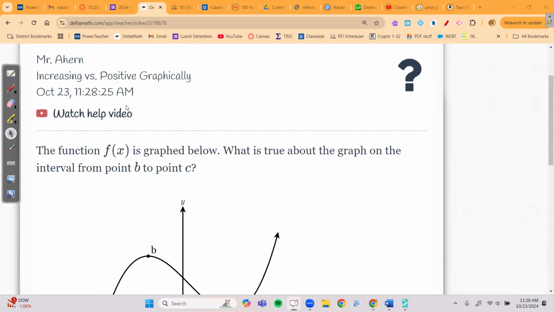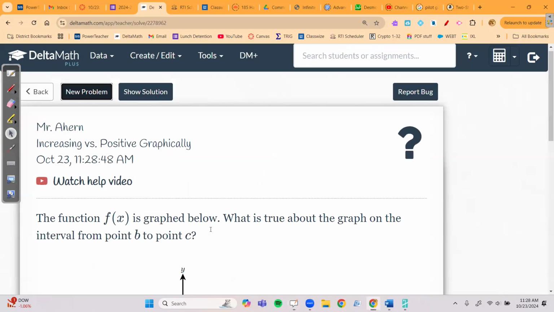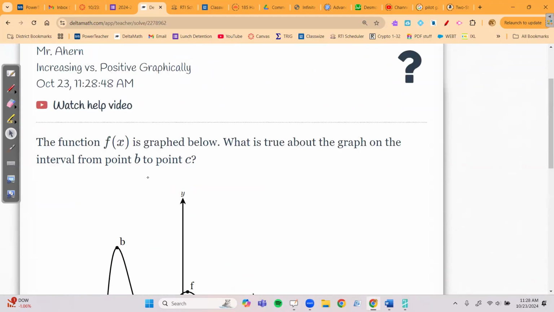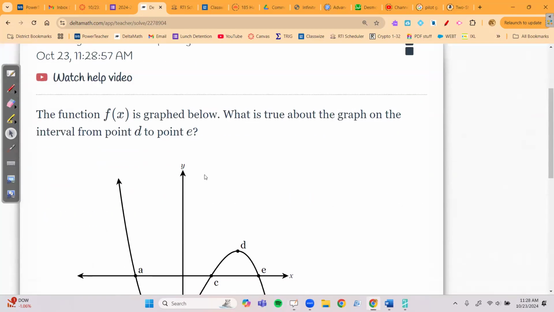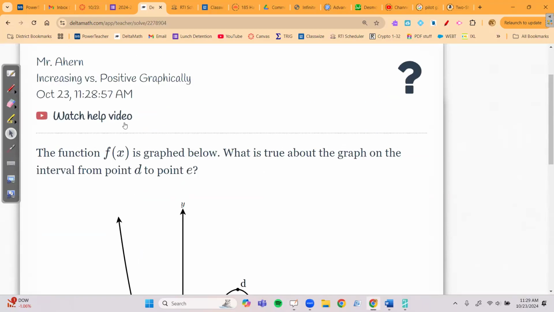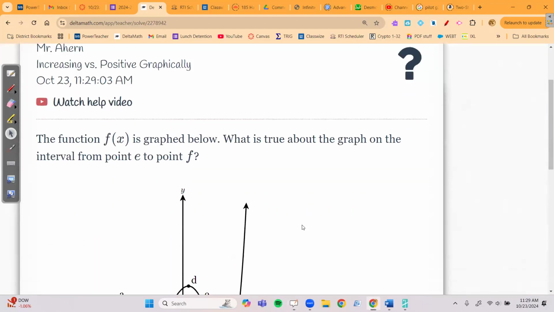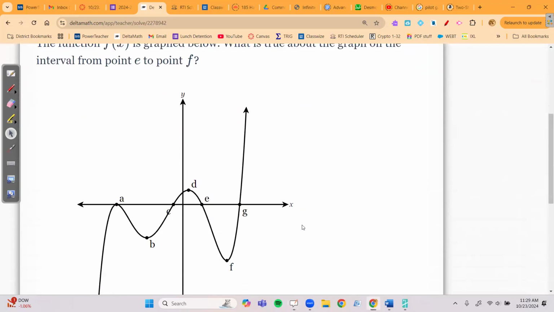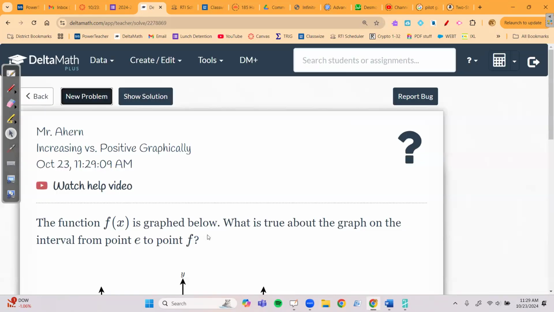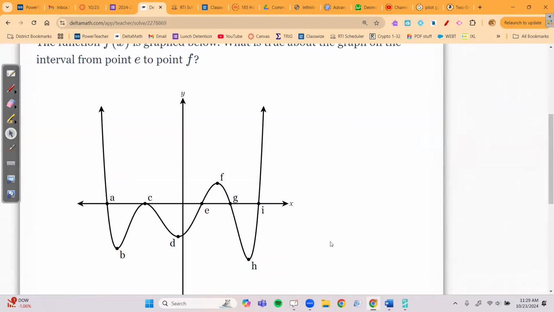I think you guys are going to nail this section. No troubles here. How about the interval from B to C? That's this one. Positive decreasing. Let's go again. The interval from D to E. That's positive decreasing. Let's go again. Interval from E to F. Negative decreasing. Next one from E to F this time. Positive increasing because it's going uphill.